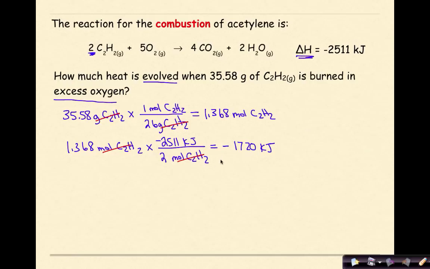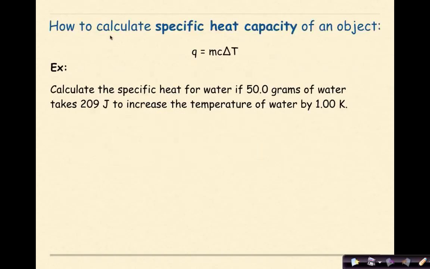And that's a little review of how to use that relationship between delta H and moles of a substance. Now let's go totally old school: how to calculate specific heat capacity of an object. Going back and revisiting our good friend Q equals MC delta T.